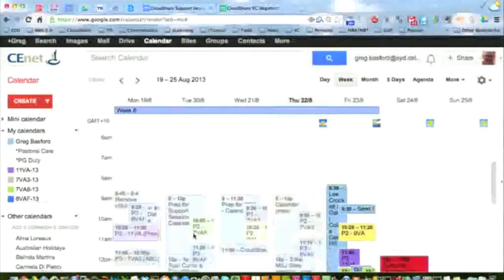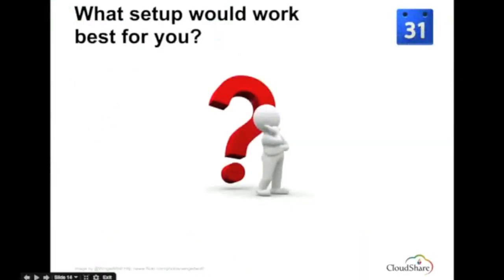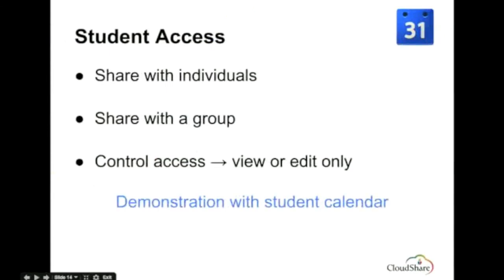Okay, so just back to the next section. So student access. How do you go about sharing with students? So you can share with individual students by entering their email addresses. You can share with groups. So you can enter one of the group email addresses. If you're familiar with the idea of Google Groups, that is a single email address that represents a whole mailing list or a whole group of students. You can share that way. And once you've shared, you can control what kind of access students get.